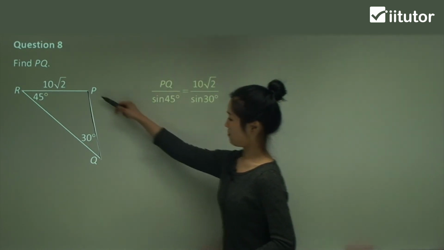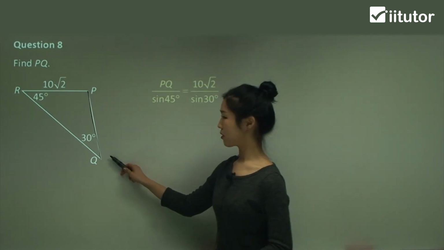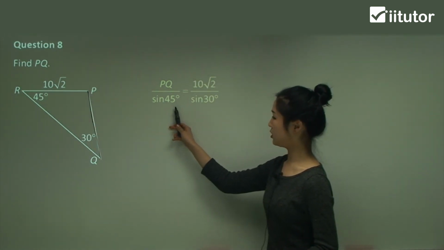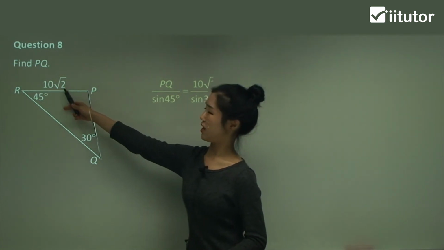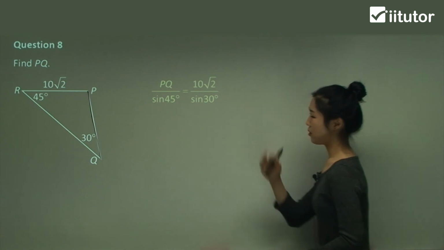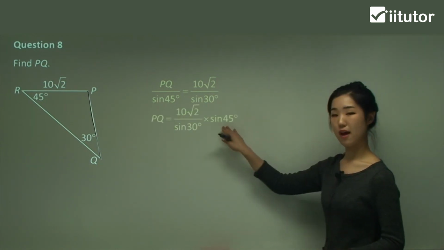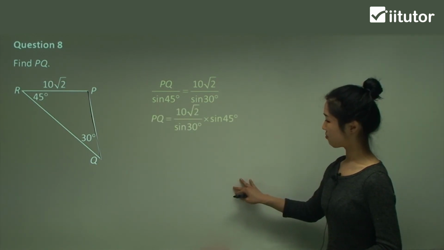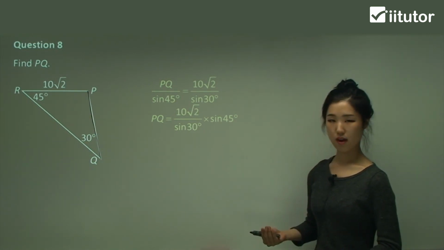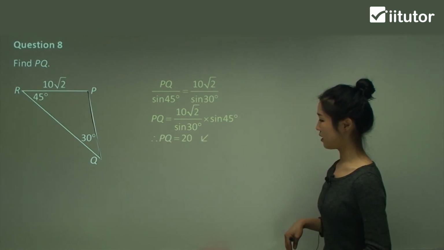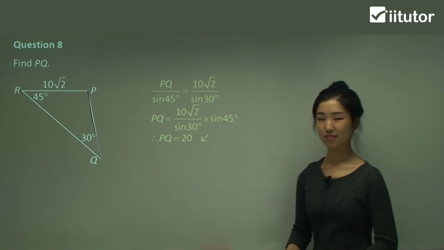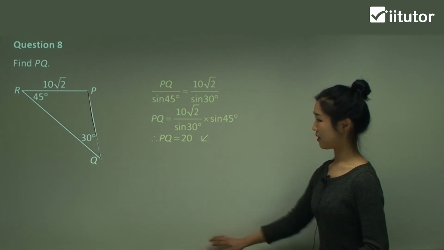Okay, so PQ, this side over sine of the opposite angle. So sine 45 degrees equals the side, which is 10 root 2 here, over sine of the opposite angle, so sine 30 degrees. So we need to look for PQ. So multiply both sides by sine 45. And just put it in the calculator. That's all you need to do. Check. Just put it in your calculator, see what you get, and check with mine. I've got 20. Okay, that's all I got. So I hope you got that one. So check.